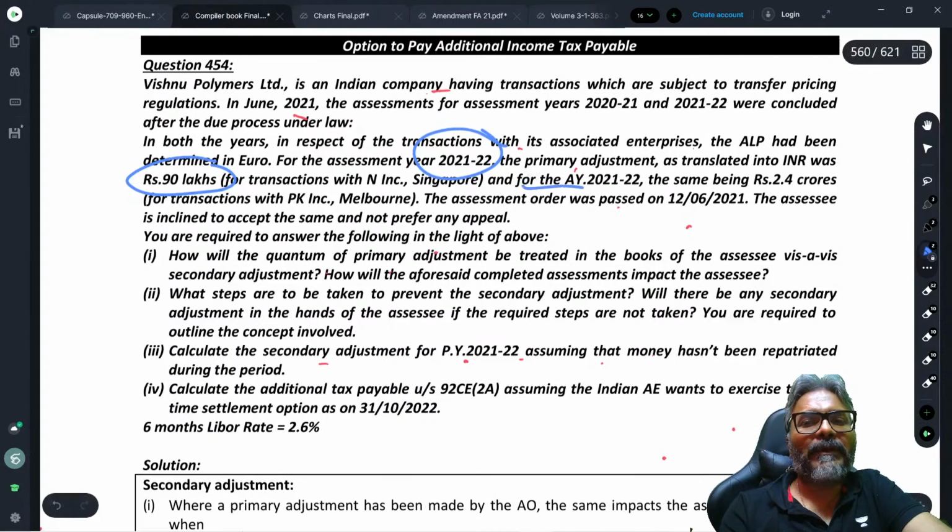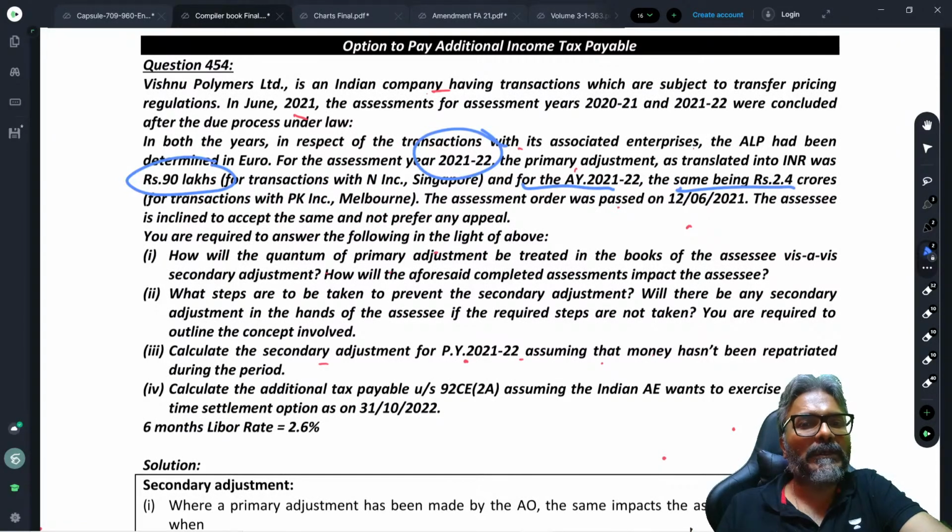Further, students, for assessment year 21-22, the same being rupees 2.4 crores. So for AY 21-22, the next AY, students, how much is the amount that they are reflecting? 2.4 crores. Can you see that? 2.4 crore, students.